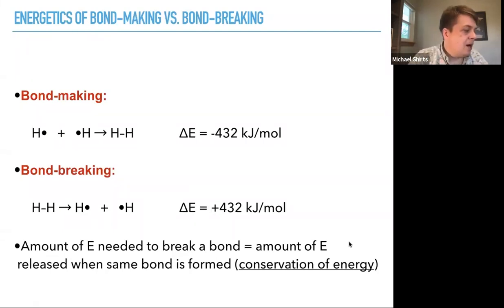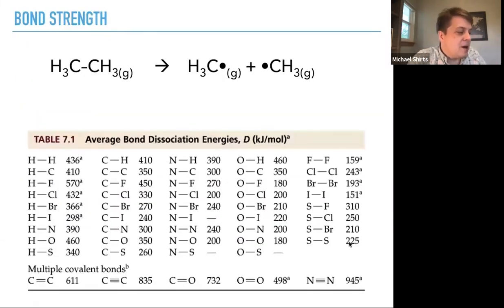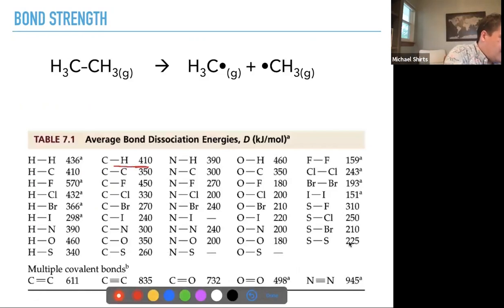Let's look at some other dissociation energies. For example, if we break apart an ethane molecule at the carbon-carbon bond, that is the carbon-carbon bond energy, and it's about 350 kilojoules per mole.